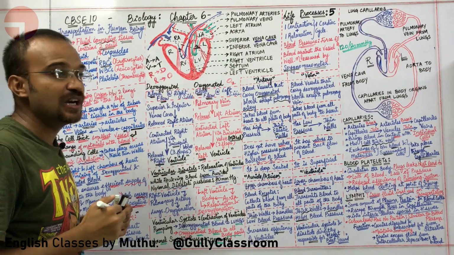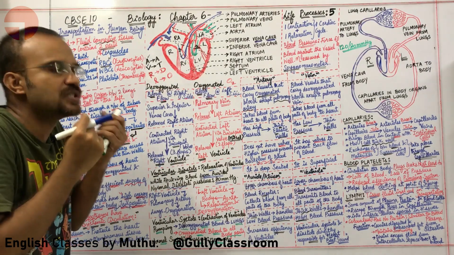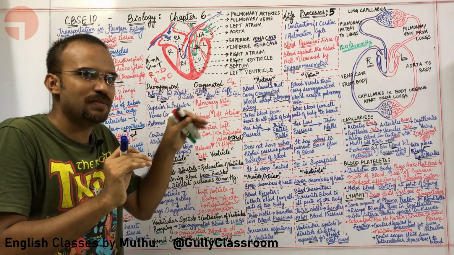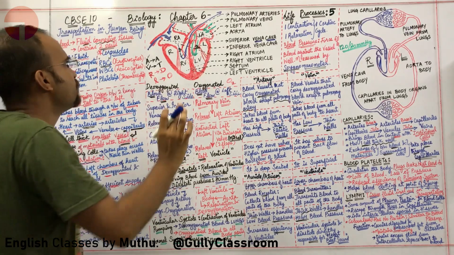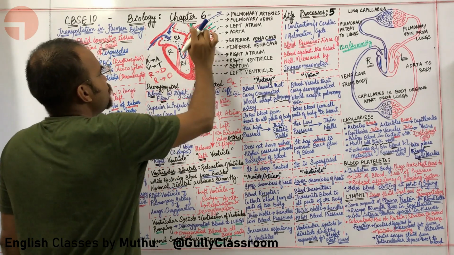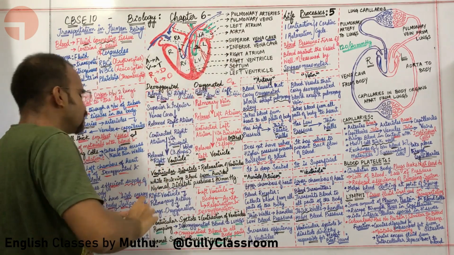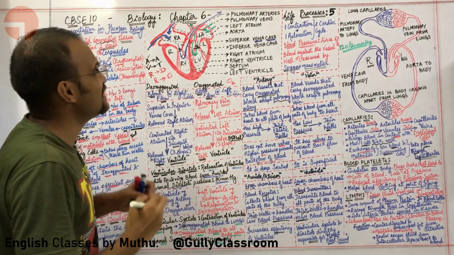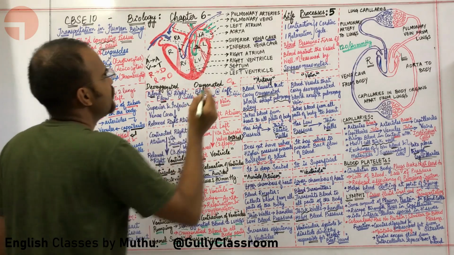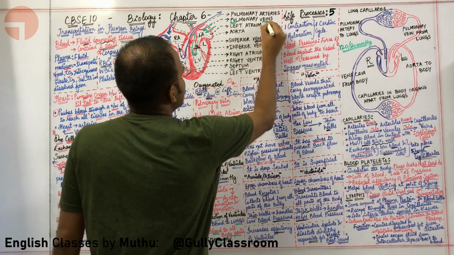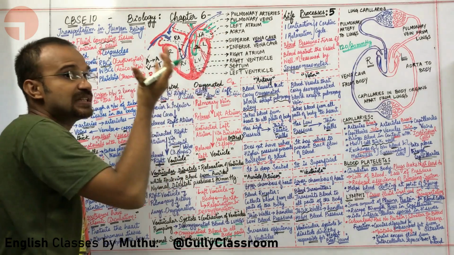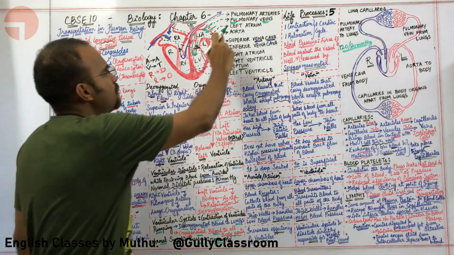The right auricle, when deoxygenated blood is filling in, will be relaxed. What about the left auricle, sir? During the same time, the left auricle will receive oxygenated blood. From where? From the pulmonary veins.